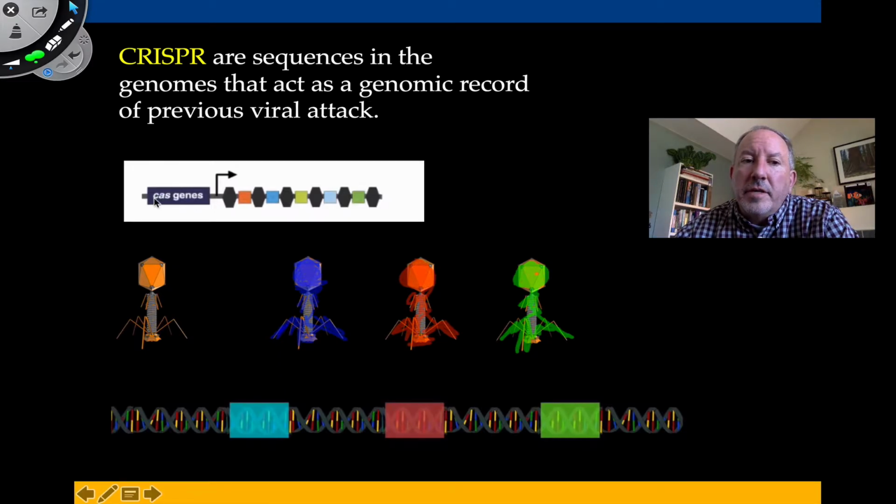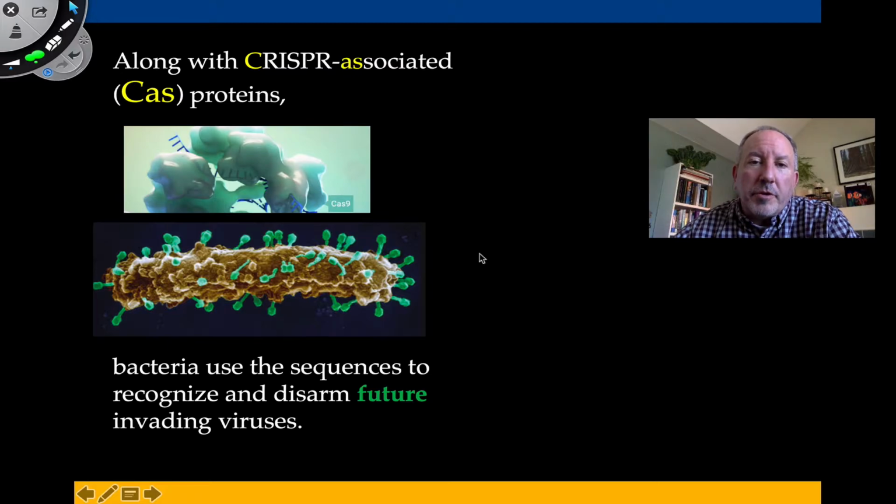They also discovered Cas genes, which are CRISPR-associated genes, which produce a protein called Cas9, which is a nuclease that will actually cut the DNA of the virus that's trying to infect the bacteria. Along with CRISPR, as I was mentioning, Cas proteins are endonucleases that will cut DNA. And so the bacteria will use the sequences to recognize future invading viruses, like an actual immune system.